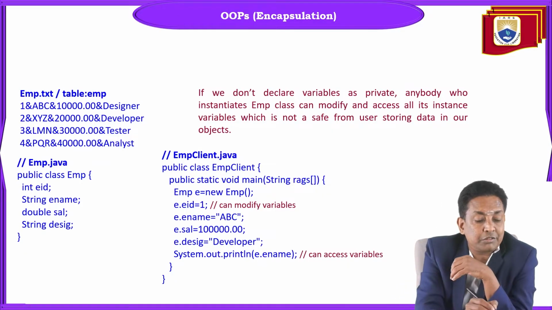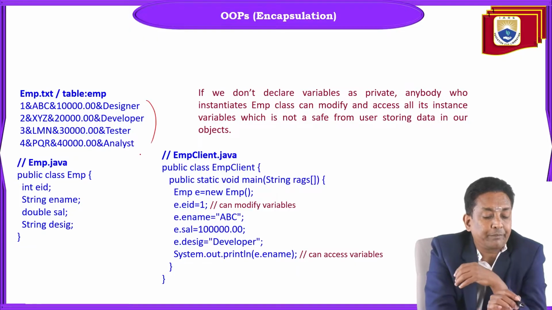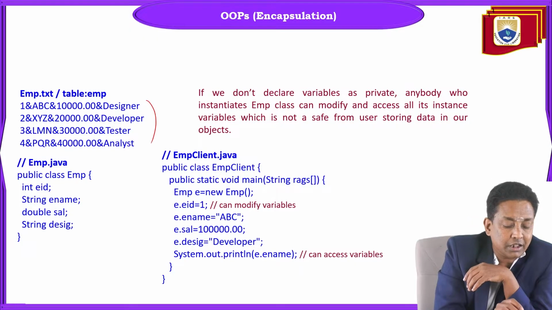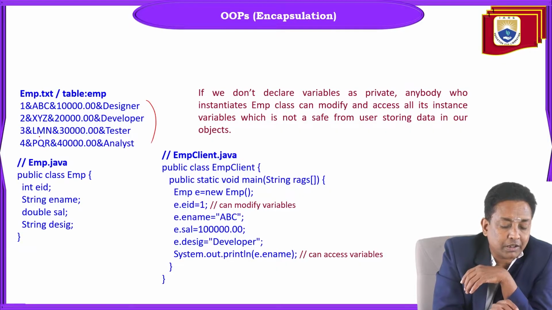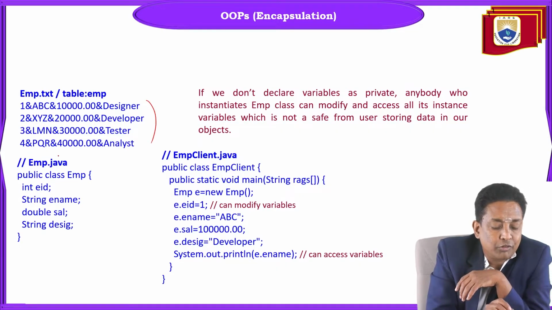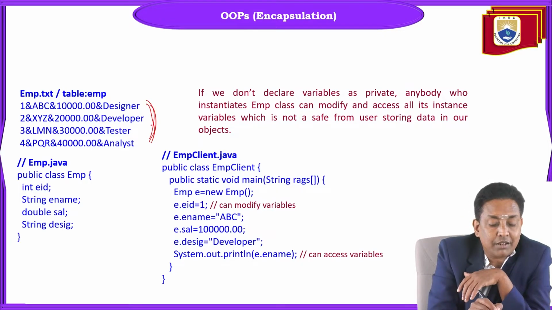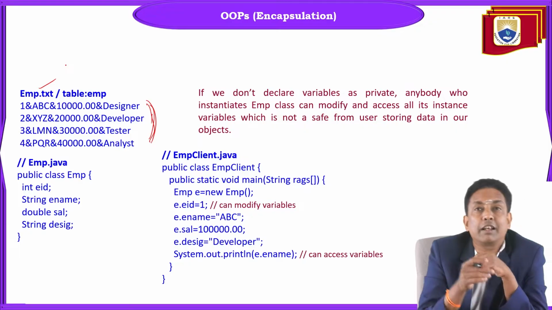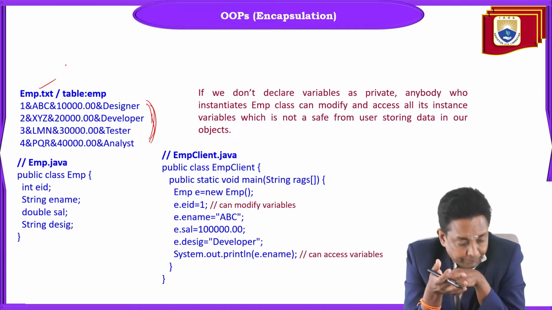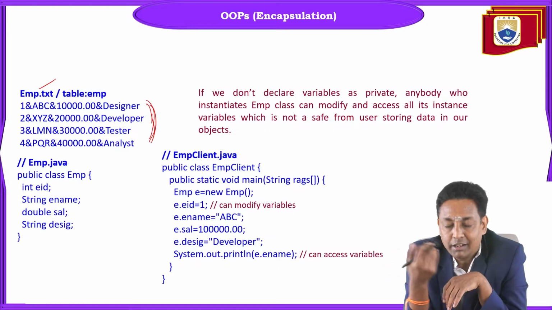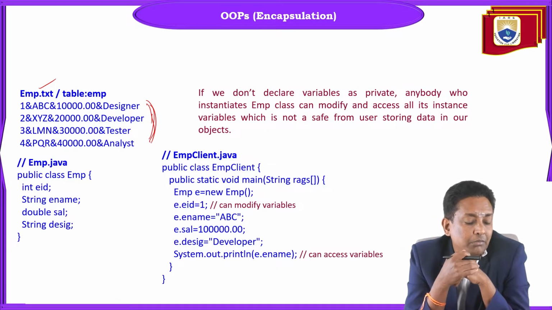And here is one text file written. 1 ABC 10,000 designer, 2 XYZ 20,000, 3 LMN 30,000 tester, 4 PQR 40,000 analyst. Like that, four employees' data I have written in one .txt file called employee.txt. We are going to try to access this employee.txt data in the next coming program, in the next coming class.